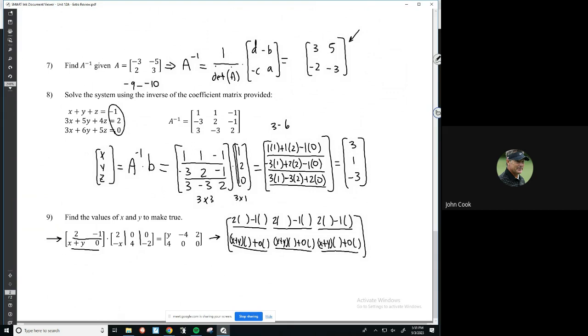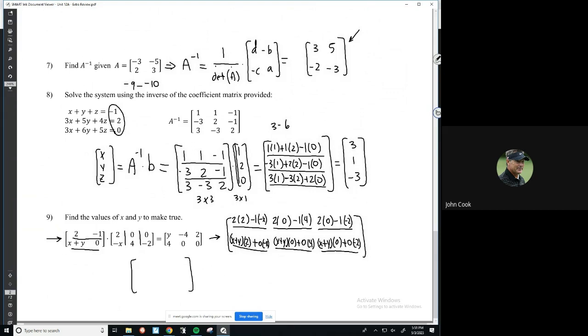Okay, and then we do the columns. So the columns are 2 and negative x. And then the other column is 0, 4. And then the last column is 0, -2. All right, then if we multiply all that stuff together, here's what we get.